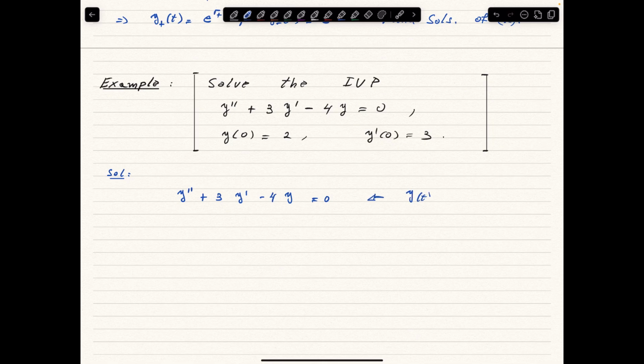So we put in here an exponential. The only thing we need to do is find the exponent, and when we put the exponential in there, it's going to give us an equation for the exponent, r squared plus 3r minus 4 equals 0. Because recall, we are going to have an exponential common factor, and we are going to be able to cancel it because we have 0 on the other side.